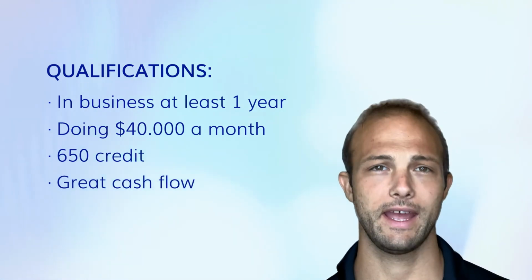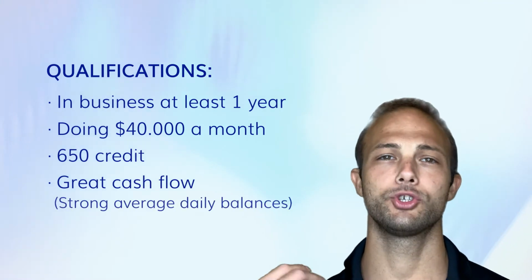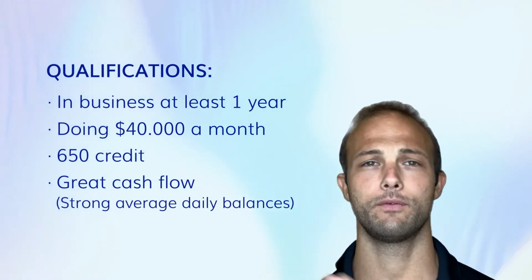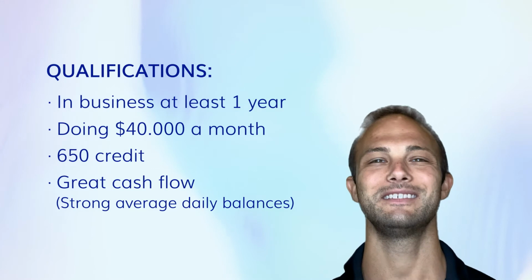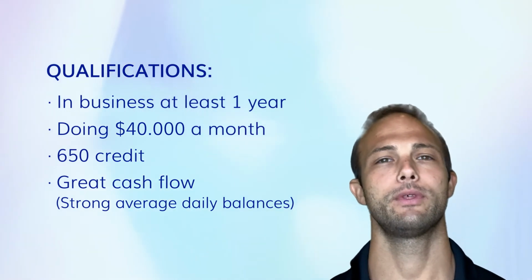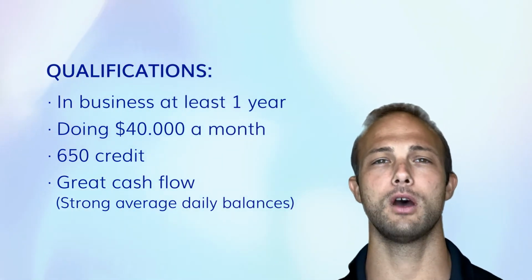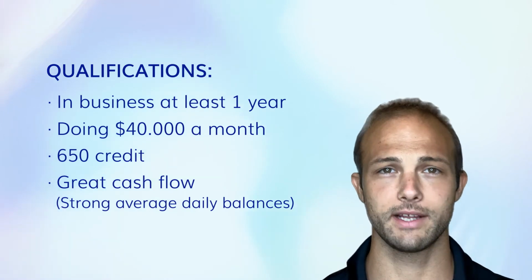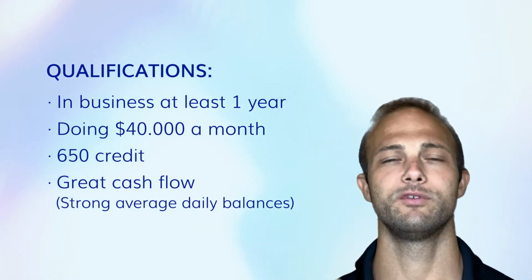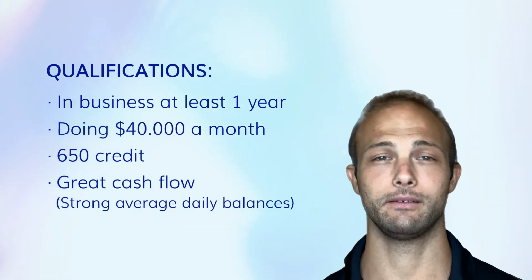When I say great cash flow, I'm really talking about keeping strong average daily balances. So if you're doing $40,000 a month, you want to at the bare minimum be keeping $2,000 in the account at all times with no negative days present, right? If we look at the last 6 months, we really don't want to see too many negative days, if any. And then from there, we start working on it with underwriting.